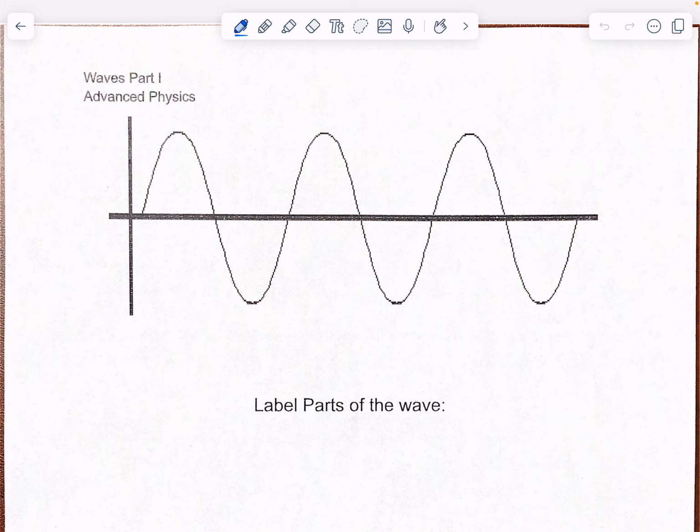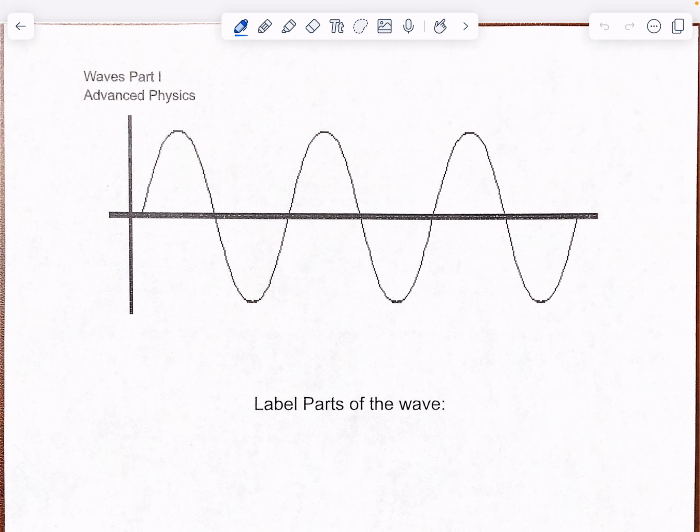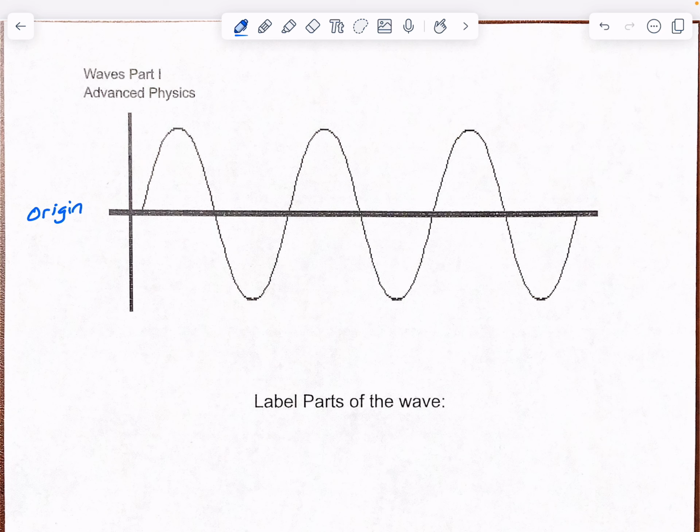Okay, first thing we're going to label on here is this middle dark black line. That is called your origin, or you can call it the equilibrium. Either one is fine. That is your middle line that you're comparing the wave to. Then you have the top of a wave that is called a crest. A crest is the max displacement from the origin in the positive direction. That's all it is. It's basically as far as it goes in the upward direction.